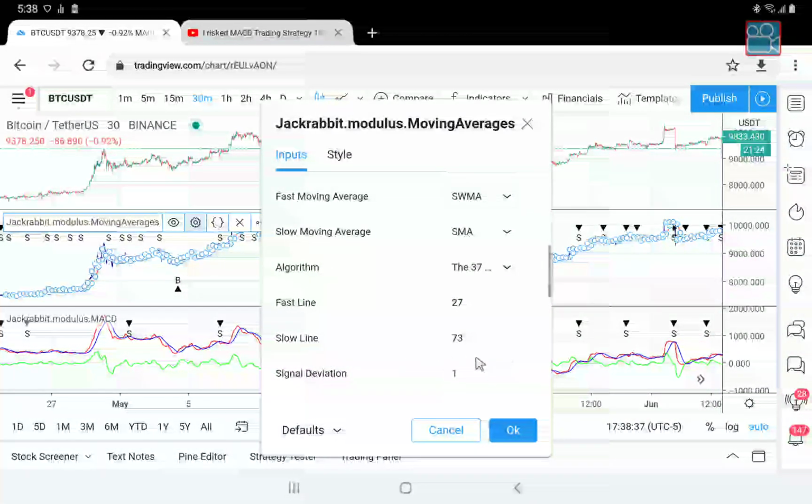Okay, you don't need to worry about the slow line. Whatever's here is worthless. Whatever's here is worthless as well. This controls everything. So, sine wave moving average, the 37 rule. Use your fast line of 27, a signal deviation of 1. Nothing else in this configuration is changed. Everything else is default. Okay.